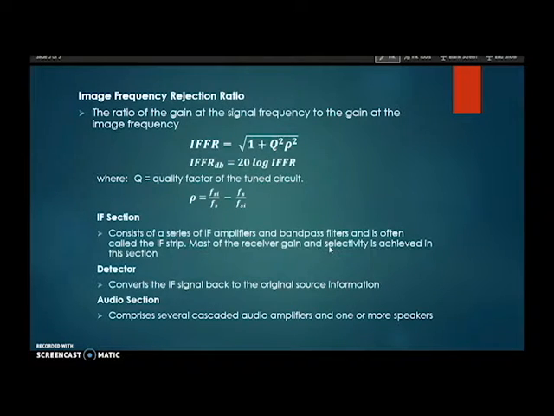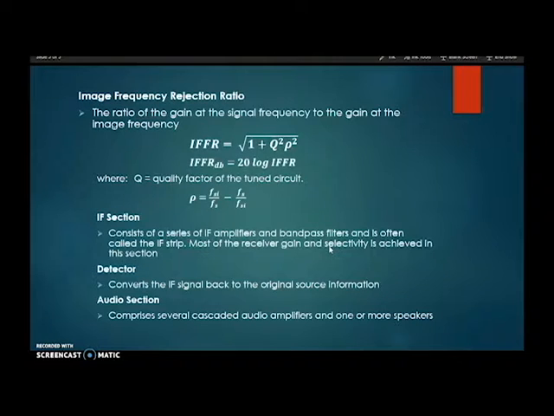Image frequency rejection ratio is the ratio of the gain at the signal frequency to the gain at the image frequency. The derived equation for it is IFRR equals the square root of 1 plus Q squared times the Greek letter rho squared, wherein Q is the quality factor of the tuned circuit and rho equals image frequency over desired signal frequency minus desired signal frequency over image frequency.